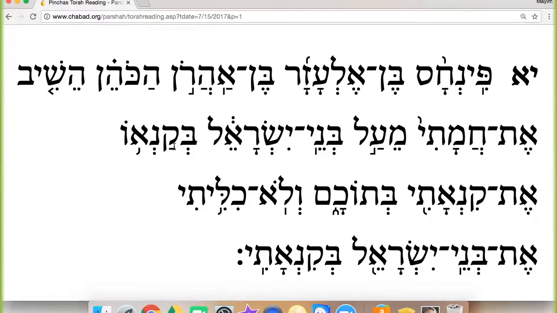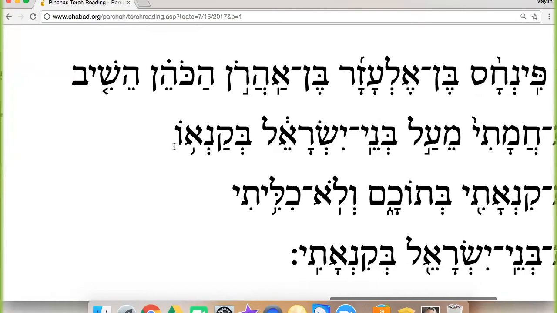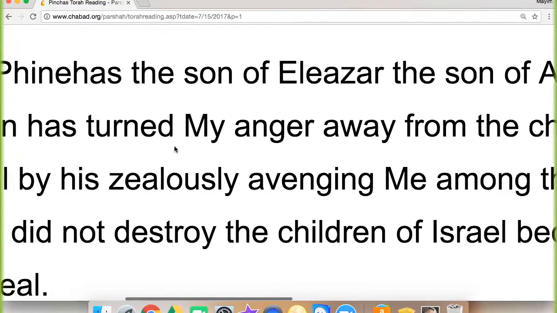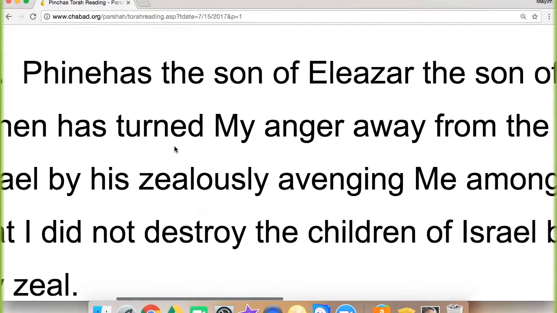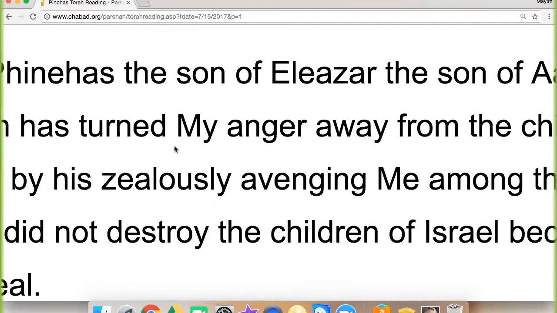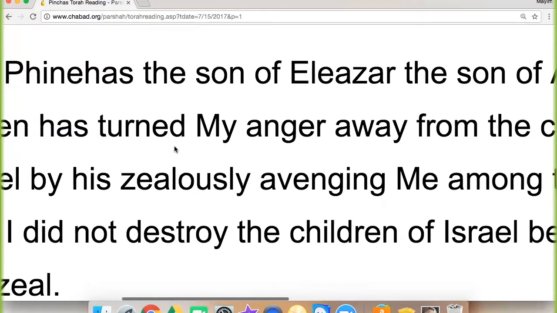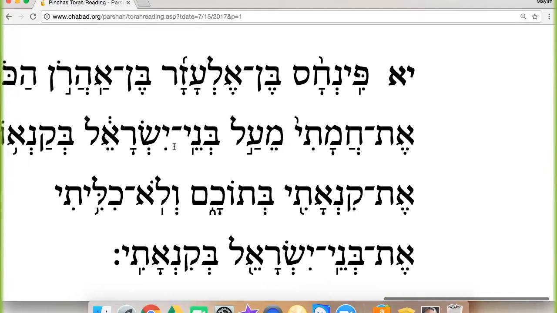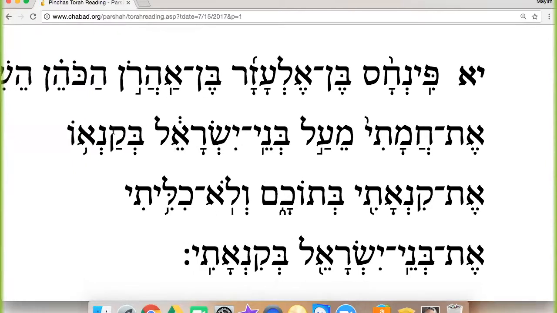With his zealousness. Again, you want to translate this like it's a noun, but it's not technically a noun right here. It's technically a verb, and there's no way you can translate it literally to English. Look real quick. "From the children of Israel by his zealousy." They translated it with two words: zealously avenging me. That's sort of interpretive, but I understand it.